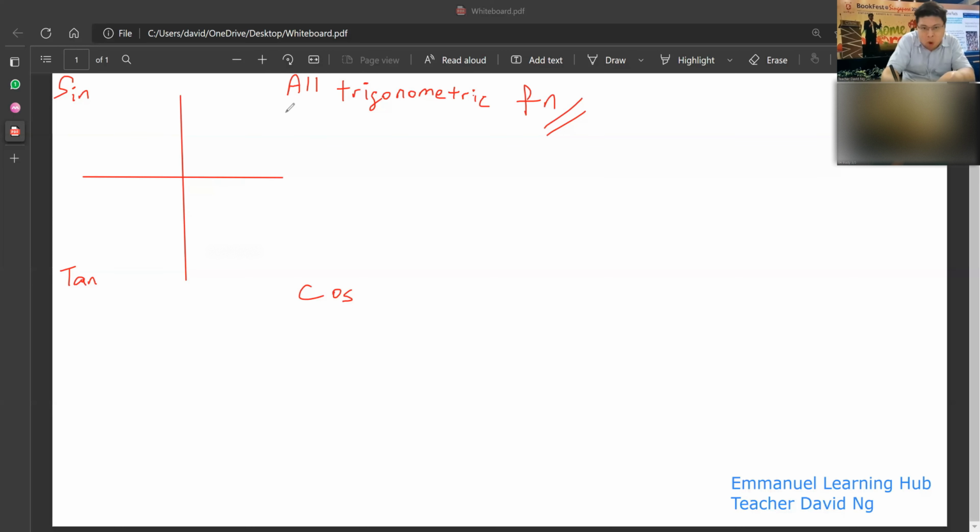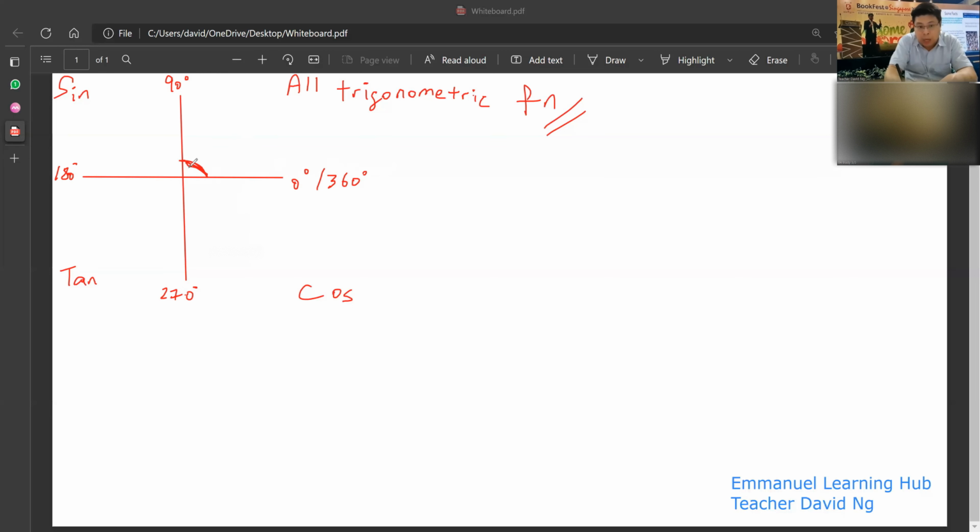So the A stands for all. All means all three trigonometric functions. So what do I mean by all three trigonometric functions? Okay, here you have to listen carefully. All three trigonometric functions means, if I were to sine any angle, okay, that means all. And from this juncture, in your geometry, this is 0 degree, this is 90 degree. Okay, 0 degree, 90 degree, 180, 270, and 360, 0 and 360 are the same thing.